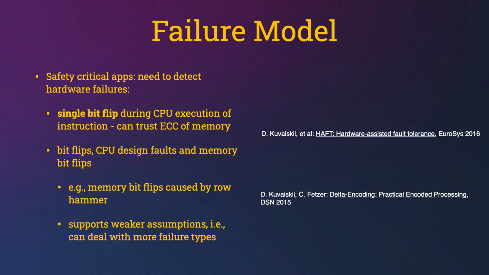And there's one instance of encoded processing that we have investigated, which is delta encoding. So for each variable, we have two encoded values that should show the same actual value, but they are encoded in two different ways, and we can detect a wrong execution by comparing these two values before we output the value. Anyhow, the slides that I present today will be focusing on single bit flips, but we know how to handle more or tougher failure models.